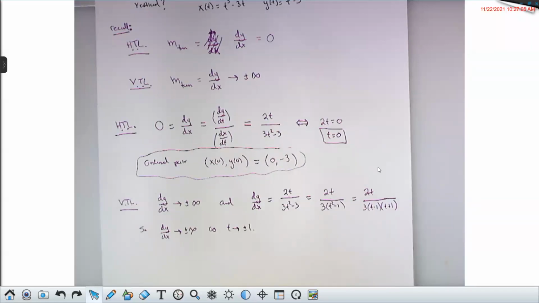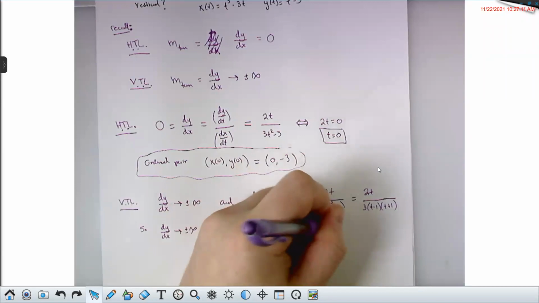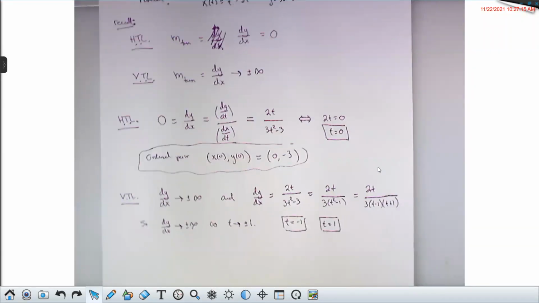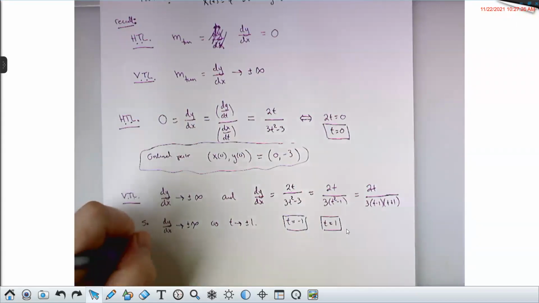So there's two of them, right? One is coming from t equals -1, the other one is coming from t equals +1. But you need to be careful about what the question is asking for. It's asking for ordered pairs. So you need to find the point on the curve where t is -1. You need to find the point on the curve where t is equal to +1.